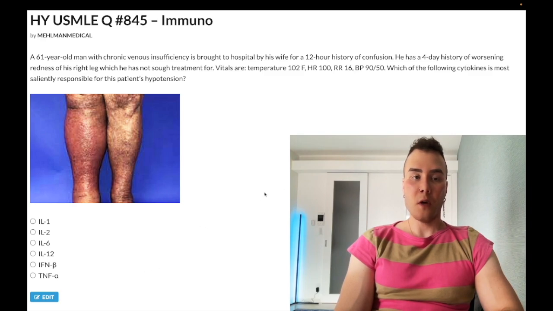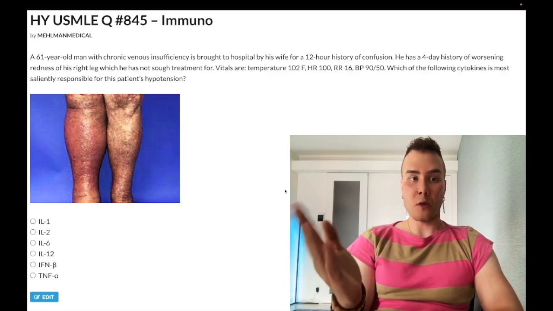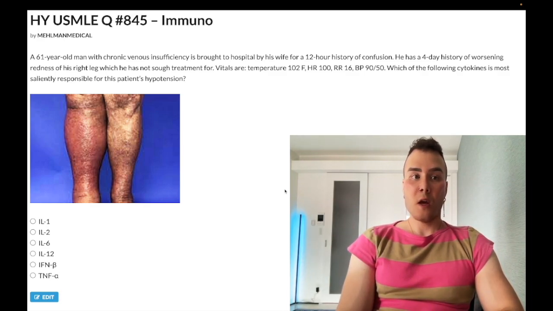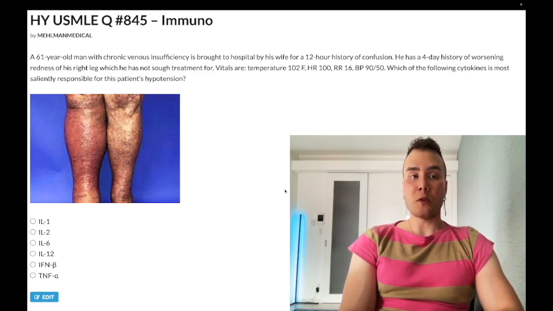Answer is TNF-alpha. There's a question on one of the NBME exams where they have combinations of cytokines. So each answer choice has two cytokines. They said which is responsible for this patient's presentation, who had septic shock in the question, and the answer was TNF-alpha and IL-1. So you need to know those two cytokines for USMLE, exceedingly high yield. Correct answer.